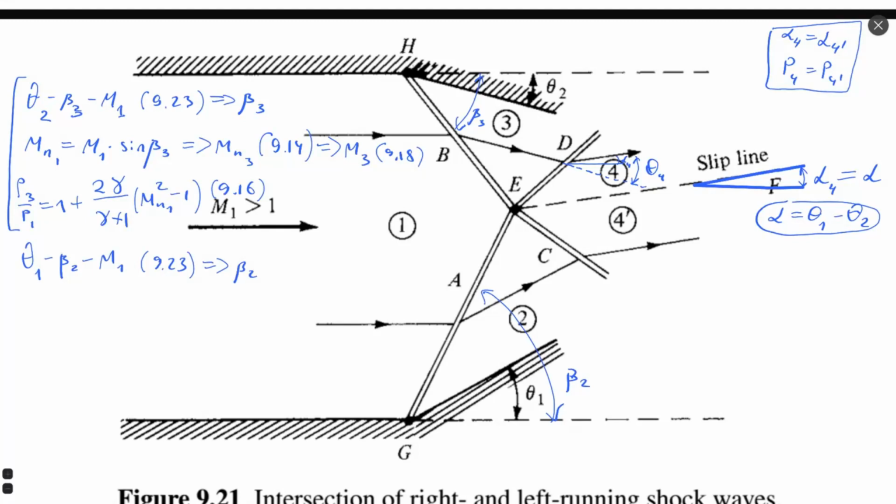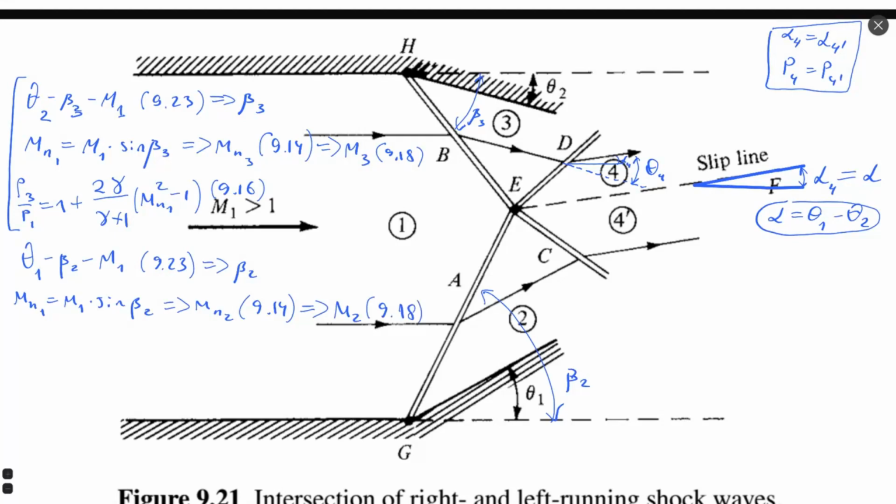I know there is some confusion because we have volume 3 and theta 2, and volume 2 and theta 1 on the same side. But I hope it's more or less clear. Having the same structure as before, I will also write Mn1 for the lower side. It's M1 sine of beta 2. From here, I also find Mn2 according to equation 914 as we had before. When I find the normal component of the Mach number, I will find the total Mach number M2 according to equation 918.